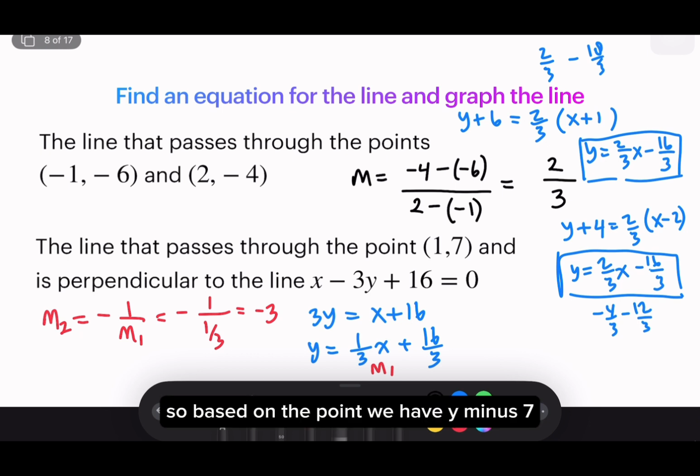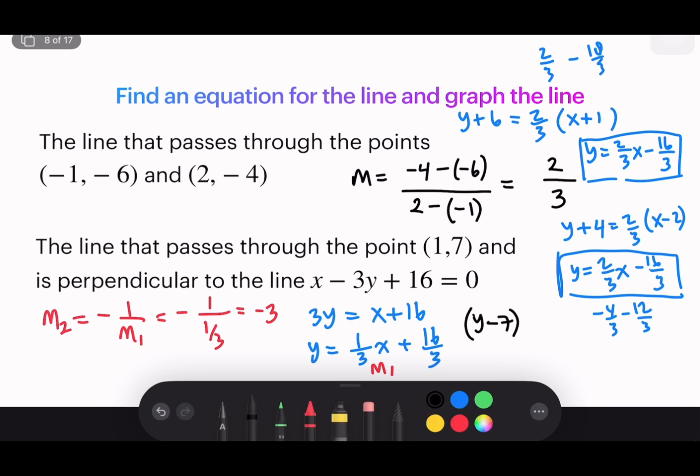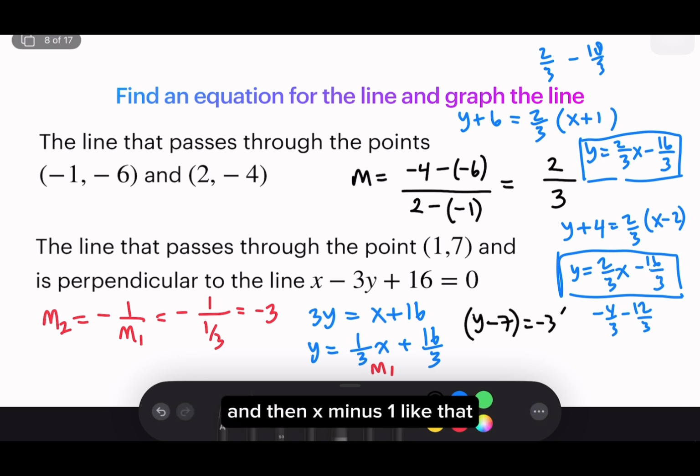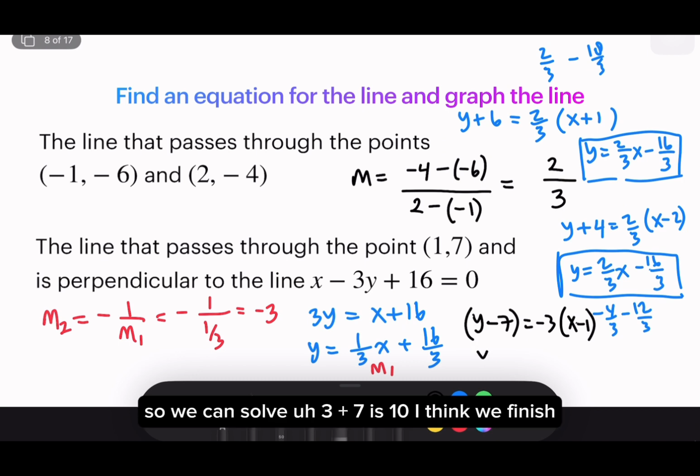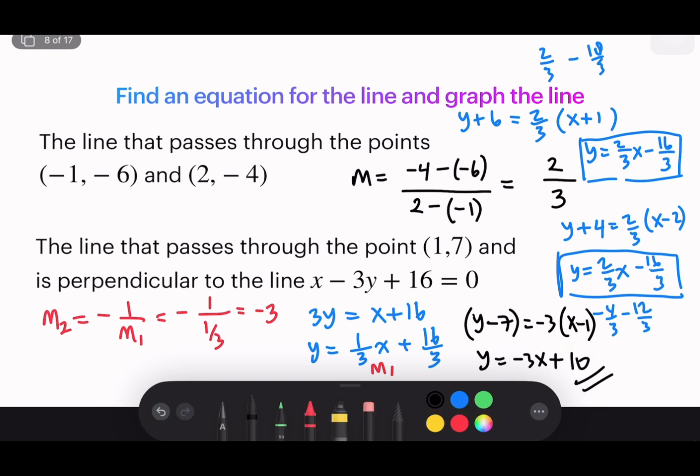So, based on the point, we have y minus 7 and then x minus 1 like that. So we can solve: 3 plus 7 is 10. I think we've finished.